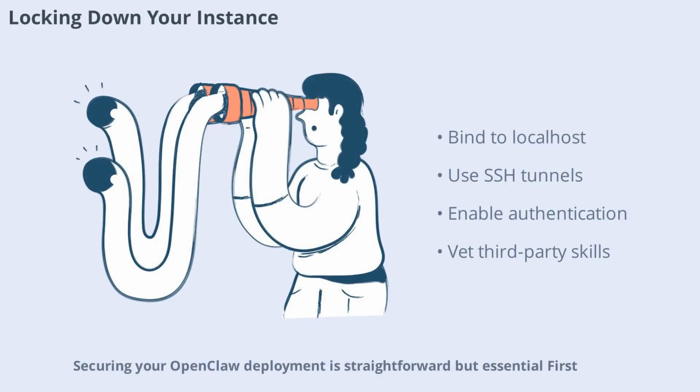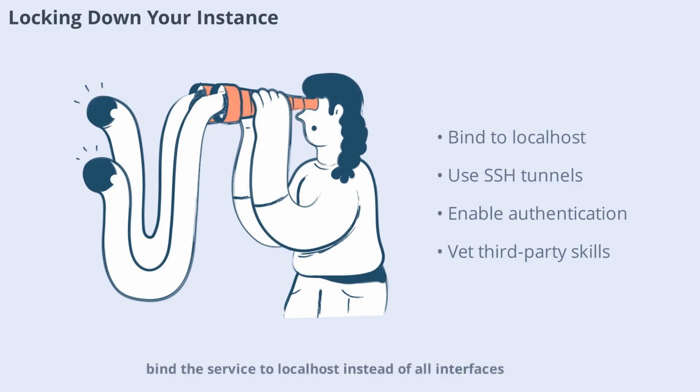Securing your OpenClaw deployment is straightforward but essential. First, bind the service to localhost instead of all interfaces. Use SSH tunnels to access the control UI, and set up a firewall to block everything except SSH. Always enable authentication and keep your instance updated. Vet any third-party skills before installing them, and consider using the official Ansible playbook for a hardened setup. Taking these steps ensures your data and workflows remain safe.